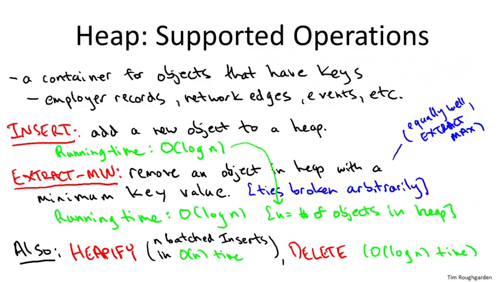So remember what the point of a heap is. It's a container and it contains objects, and each of these objects, in addition to possibly lots of other data, should have some kind of key. And we should be able to compare the keys of different objects, social security numbers for different employees, edge weights for different edges in a network, or timestamps on different events, and so on.